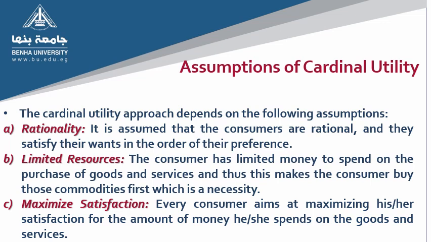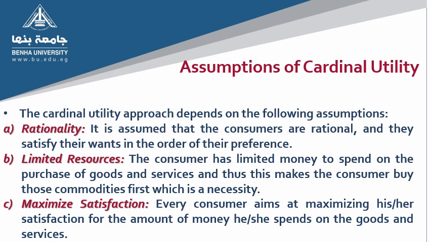Rationality. It's assumed that the consumers are rational and they satisfy their wants in the order of their preference, which means that they will purchase those commodities which give the highest utility first, and then the second highest, and so on. Limited resources or money. The consumer has limited money to spend on the purchase of goods and services, and thus this makes the consumer buy those commodities first, which are a necessity.